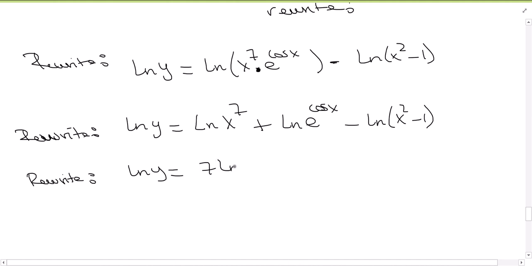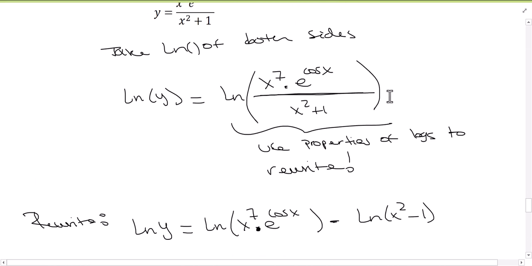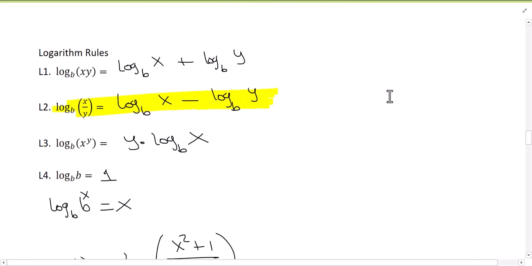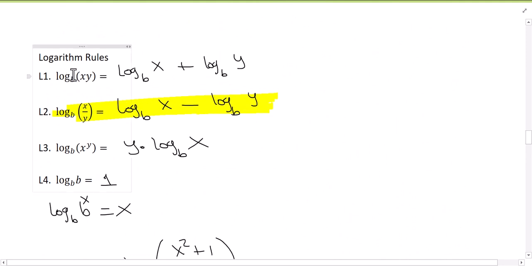So this will be 7 ln of x plus ln of e to the cosine x, which is just cosine x, right? The ln is log base e, and minus ln of x squared plus 1. Now notice here I'm not doing anything with this because of our rules of logarithms. Here they are. Notice that the rules of logarithms are for a single logarithm: we have product, quotient, and powers. There's nothing that tells us what to do when a single logarithm has a plus or a minus inside. We have pluses or minuses when we have multiple logarithms.